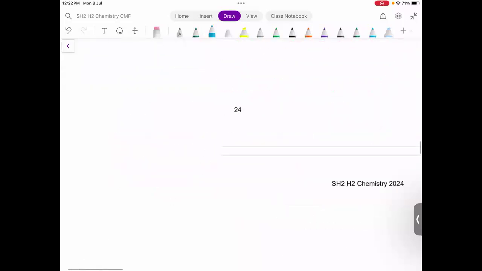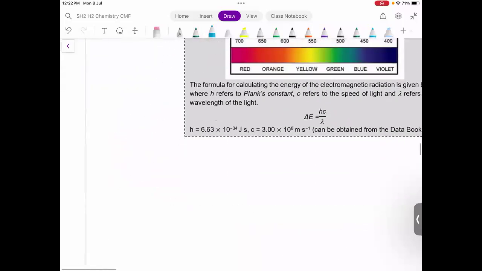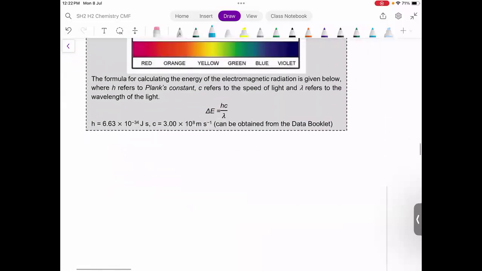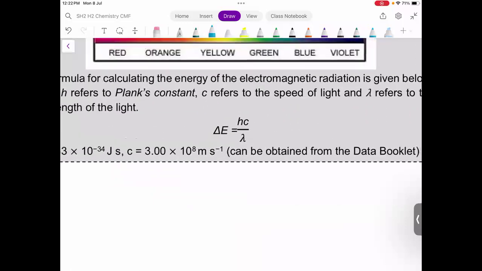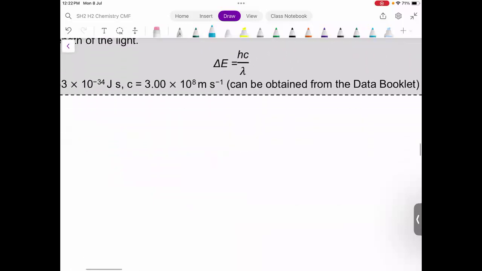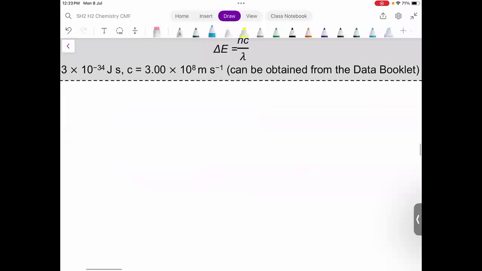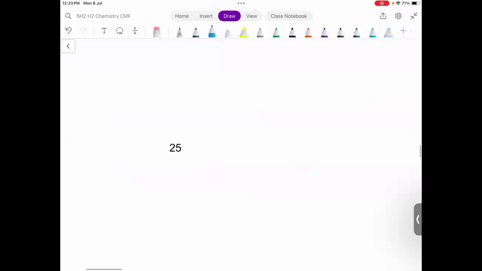Do you still remember what the different shapes of your d orbitals are? This one is learned in physics. Anyway, chemistry doesn't need this, but the relationship you must know: energy is inversely proportional to the wavelength.